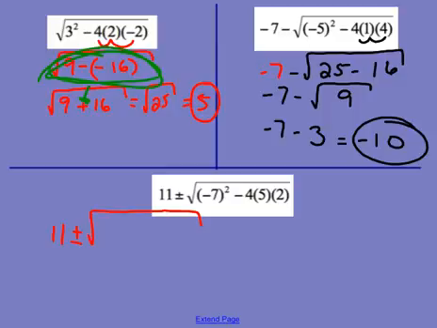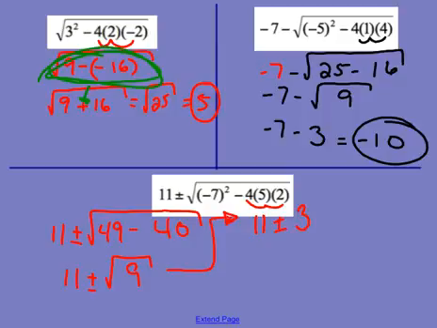Alright, I'm comfortable with knowing -7 times -7 is a +49 minus 4 times 5 is 20 times 2 is 40. Alright, so now I have 11 plus or minus the square root of 9, which is actually just 11 plus or minus 3. This is where you have the situation where you have 2 different answers. Here, I would split it into 11 plus 3 and 11 minus 3. So our answers are 14 and 8.